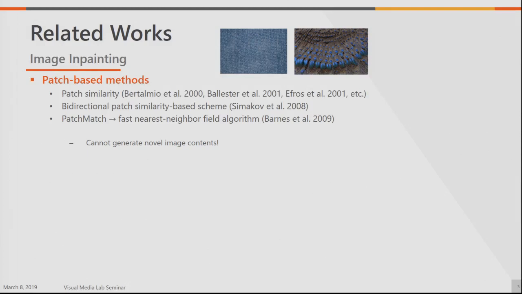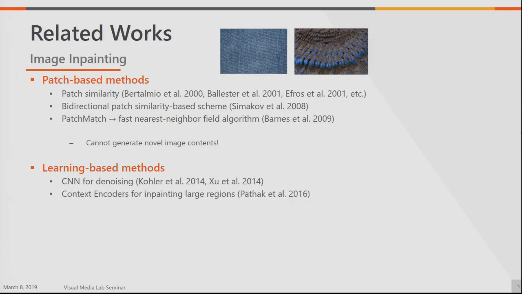So, for example, if you have a picture of a face and the nose is occluded, then these methods cannot recover the nose because there's no image of a nose anywhere else in the image. Then when deep learning became popular, naturally they started to think if maybe this problem could be solved with deep learning. They started out really simple, using convolutional neural networks for denoising, where the region that needs to be inpainted was very small. But then later, using context encoders, they could inpaint larger and larger regions.